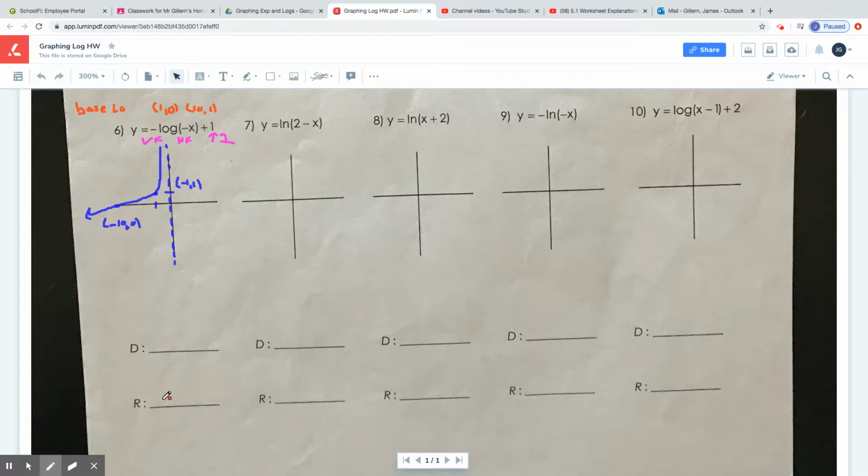Range is -infinity to infinity. Domain is going to be, it's on the left side now. So this is going to be negative infinity to whatever the vertical asymptote is, which is 0.